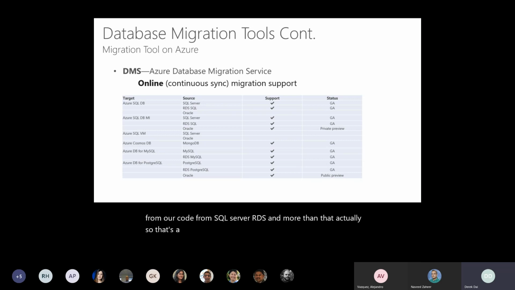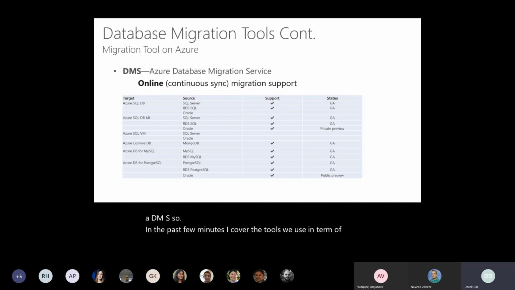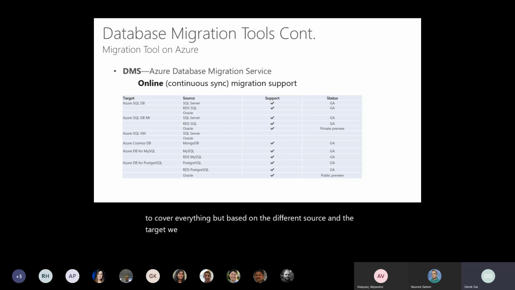So in the past 2 minutes, I covered the tools we use in terms of migration. Today, unfortunately, we don't have a uniform tool to cover everything, but based on the different source and target, we pretty much pick the tool to use. I think these are the 4 mainly used tools, which are also already published to GA.